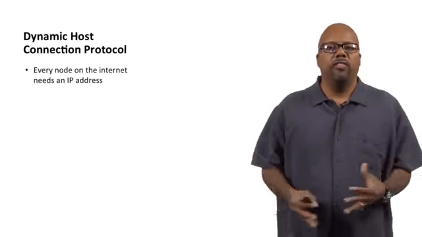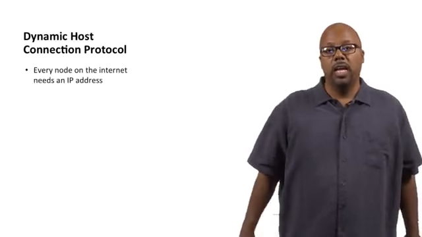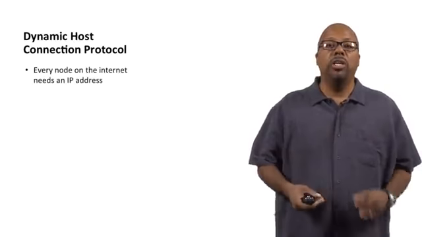Okay, Dynamic Host Connection Protocol. So this is pretty important, or DHCP. So in order to communicate on the internet, you need an IP address. Okay, every node on the internet needs an IP address. Now note that in our Ethernet.begin, we did not have to specify an IP address. So how is it going to communicate on the internet without an IP address? Well, it has to get one. It can get one dynamically.